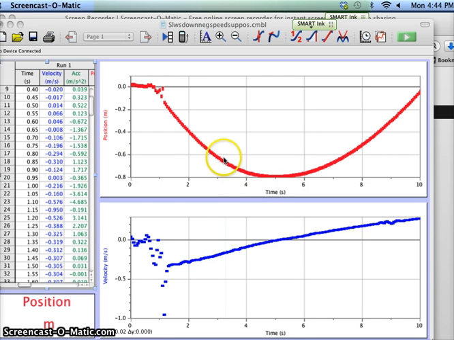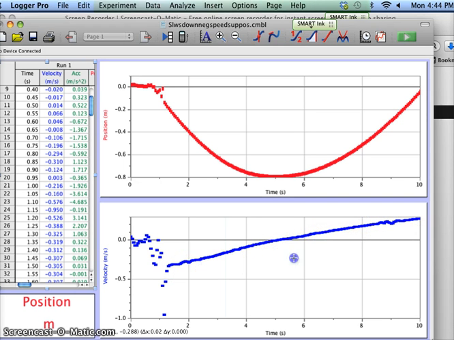This is a position time graph. So these slopes are our velocities. And these velocities are negative until here, at which point the car stops and then moves in the positive direction because these velocities are all positive.